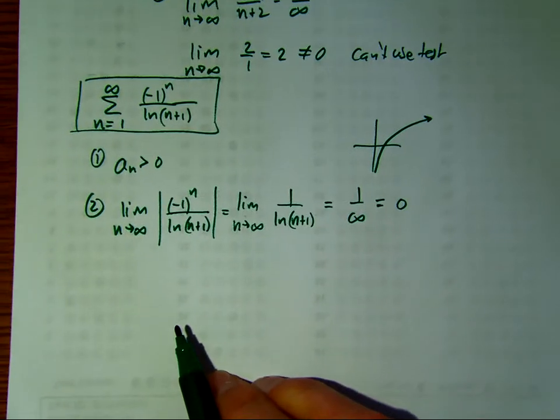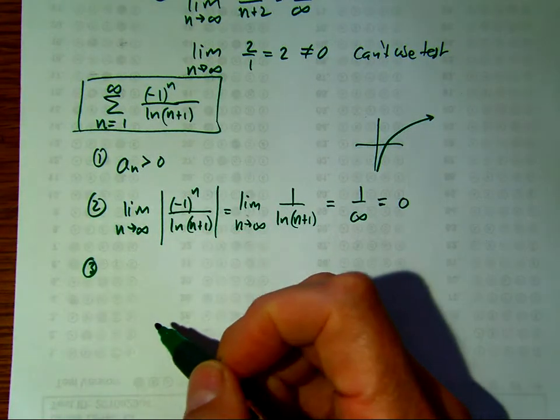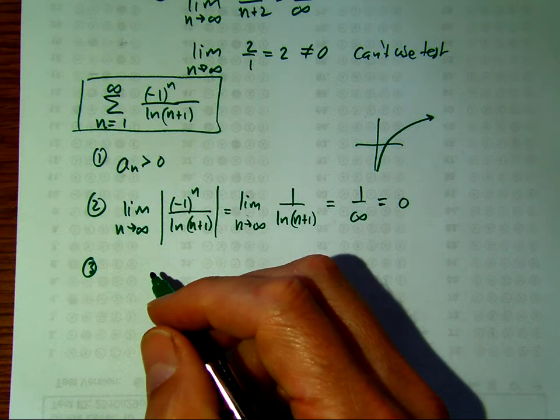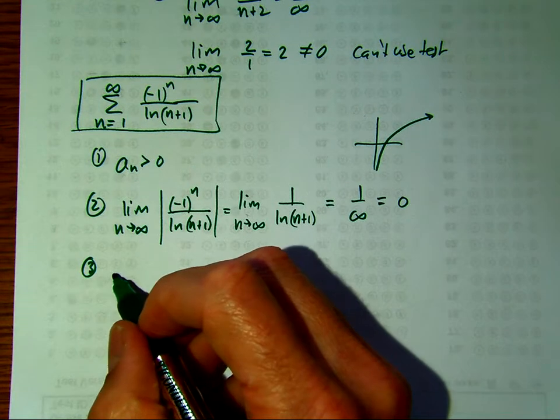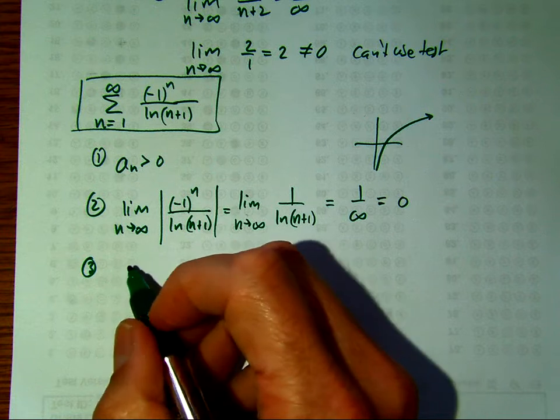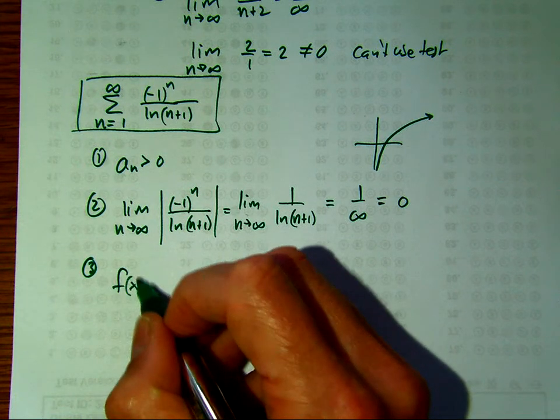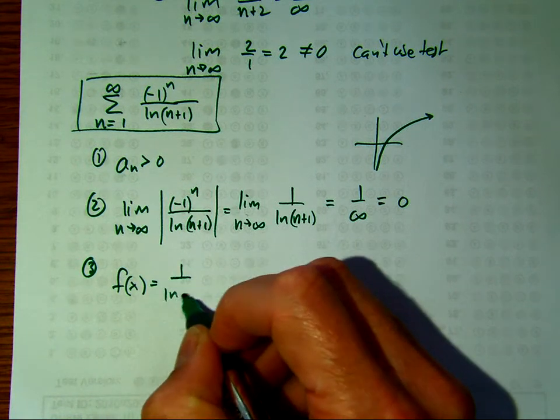And then we have to look at, is the sequence decreasing? So we'll look for the derivative. Let's say f of x equals 1 over ln x plus 1.